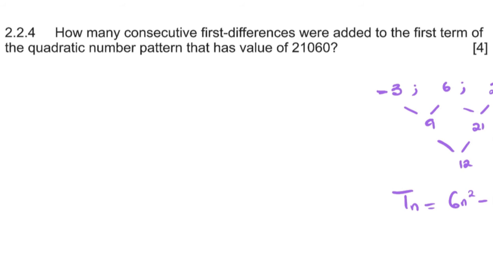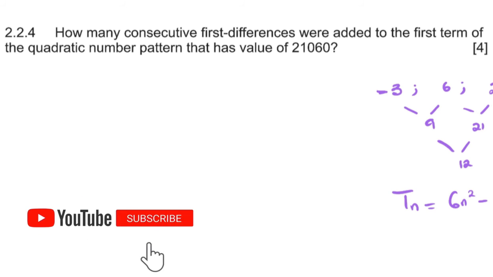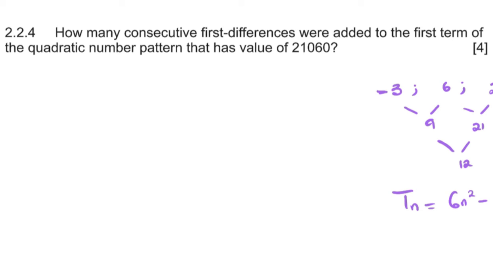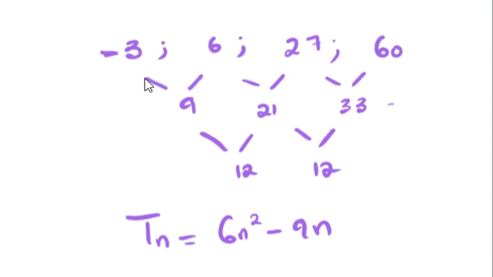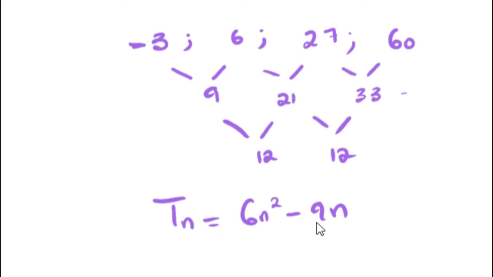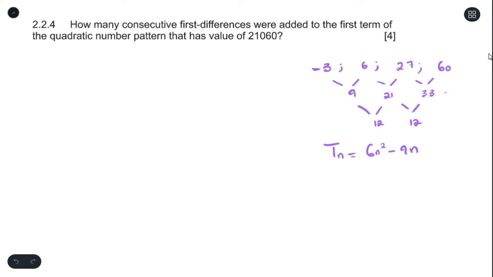Question 2.2.4. It says, how many consecutive first differences were added to the first term of a quadratic number pattern that has a value of 21060? On this side over here, this is the pattern we've been using for this question. This was the general term for our quadratic pattern. Okay, so let's break down this question.